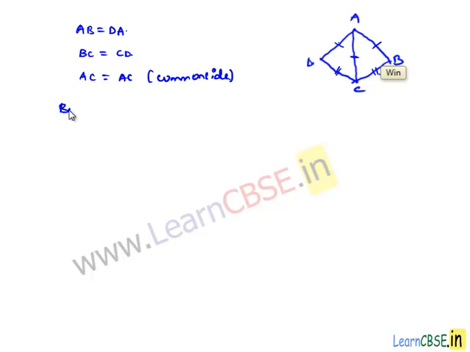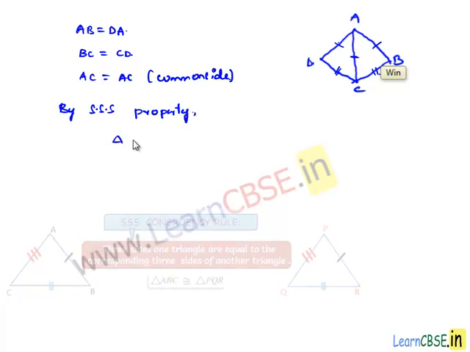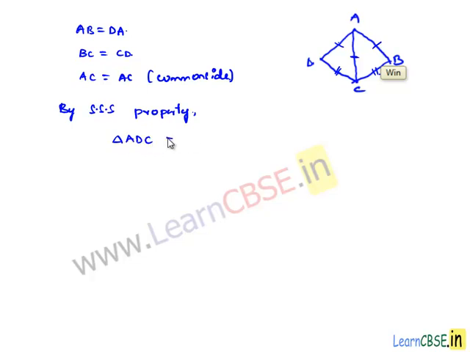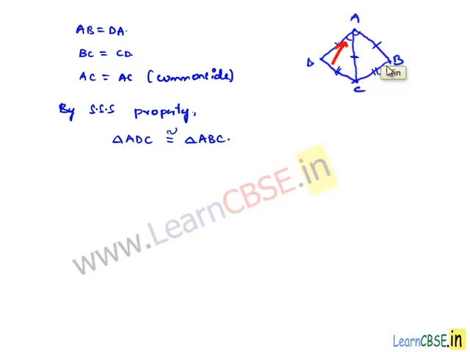So here, by the SSS property, as three sides correspondingly in the two triangles are equal, we can say triangle ADC is congruent to triangle ABC. We know when two triangles are congruent, then the corresponding sides and corresponding angles will be equal. So here the corresponding angle DAC can be equated to angle CAB, and also angle DCA can be equated to angle ACB.